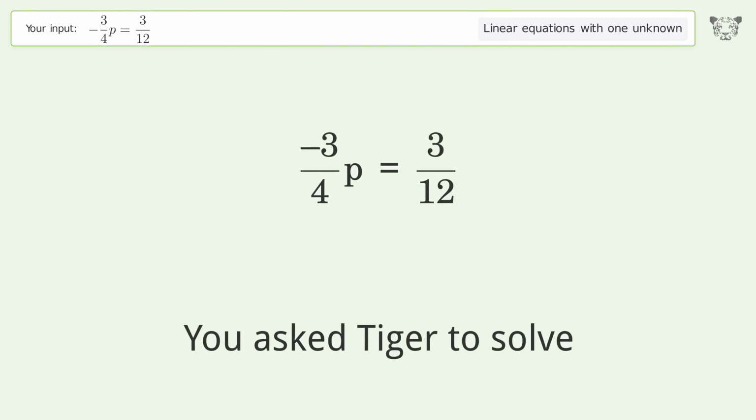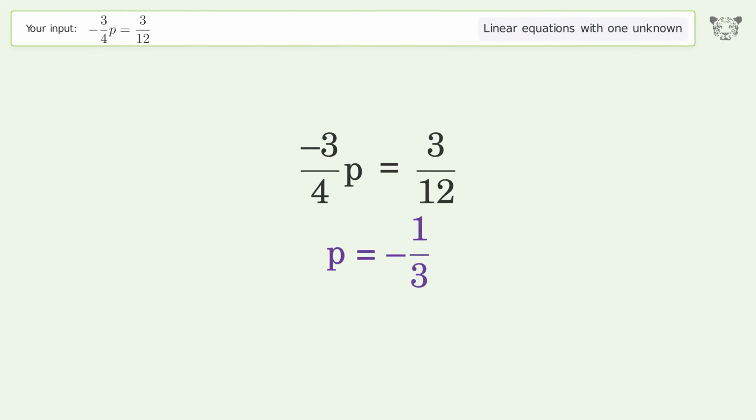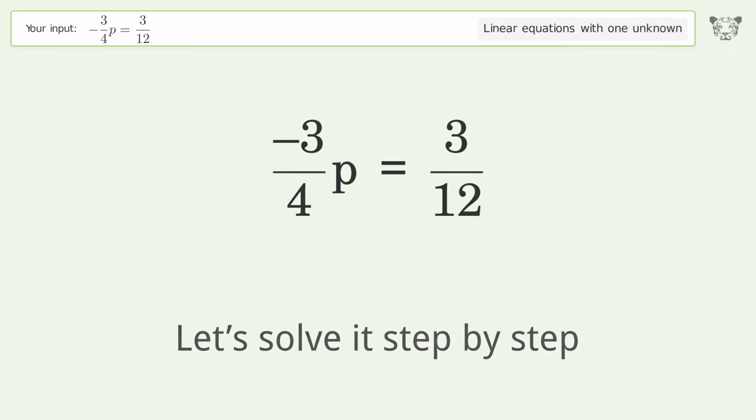You ask Tiger to solve. This deals with linear equations with one unknown. The final result is p equals -1/3. Let's solve it step by step.